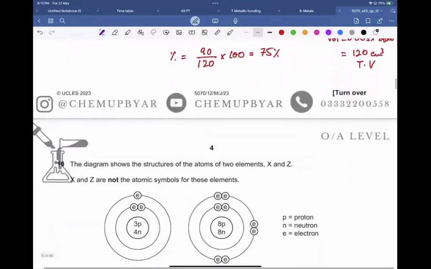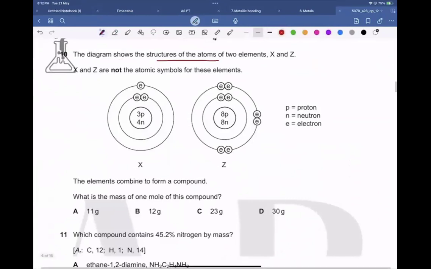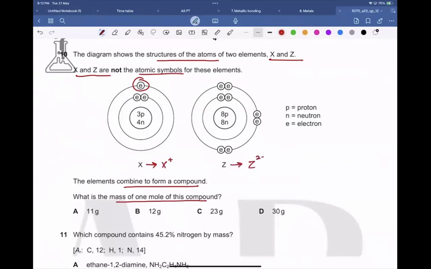Now question number 10. The diagram shows the structure of atoms of two elements X and Z. X and Z are not the atomic symbols. The elements combine to form a compound. What is the mass of 1 mole of this compound? Okay. If you see, it has 1 electron and it has 6 electrons. So it means when X forms ions, it is going to form an ion with a +1 charge. And when Z forms an ion, it is going to form an ion with a 2- charge. Is this understandable?